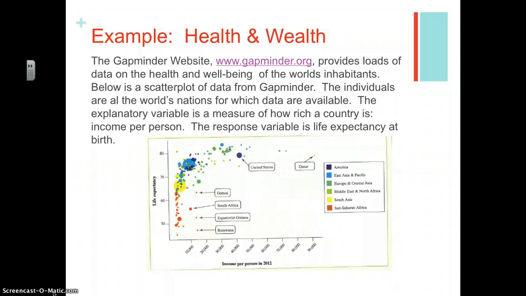Okay, so the Gapminder website provides loads of data on the health and well-being of the world's inhabitants. Below is a scatter plot of the data from Gapminder. The individuals are all the world's nations for which data are available. The explanatory variable is a measure of how rich a country is, referring to income per person, versus the response variable, which is life expectancy at birth. So we would expect people in richer countries to live longer just based on they would have more access to better medical care.